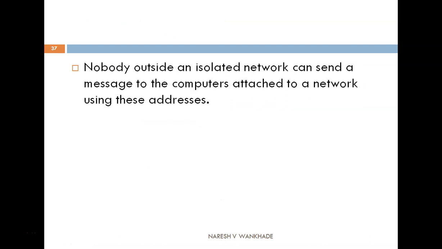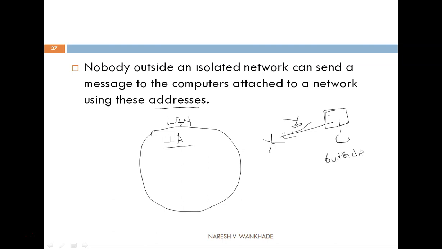It is mentioned here, nobody outside an isolated network can send a message to the computers attached to a network using these addresses. Means this is the area that uses these link local addresses. Whatever computers are there outside the network are unable to send messages to the computers or the devices inside this area that uses the link local addresses. So that is about the link local address.